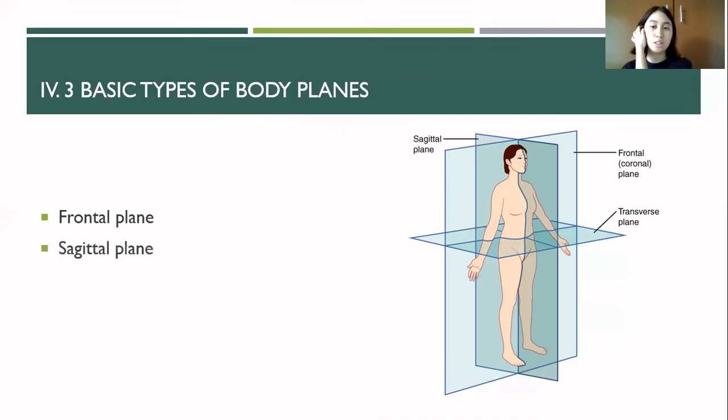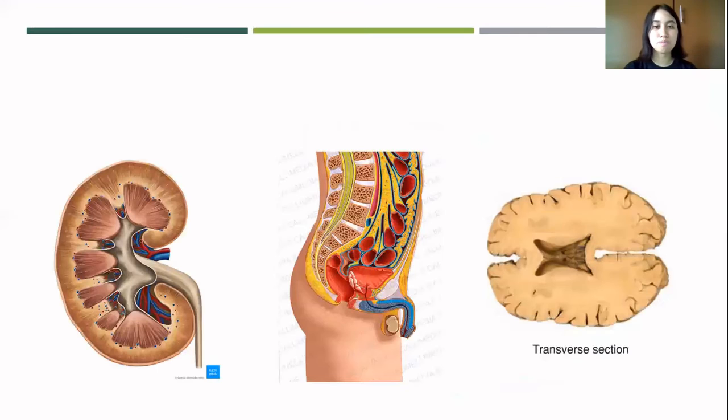Next, we have the sagittal plane. The sagittal plane is like the vertical division of your body. It divides into the left and right structures of your body. Last but not the least is the transverse plane, more like a horizontal division of your body, which shows the top or the superior part of your body and the bottom or the inferior part of the body.